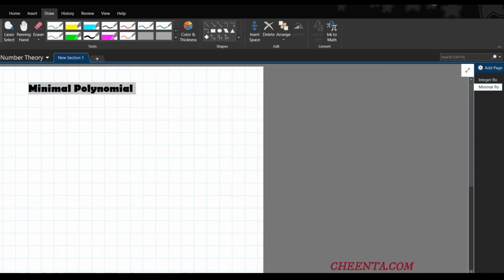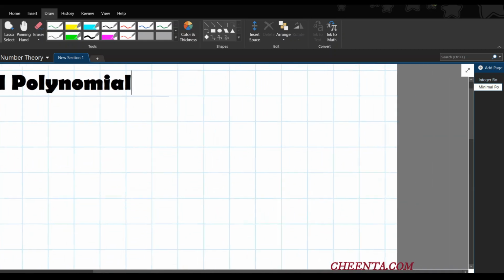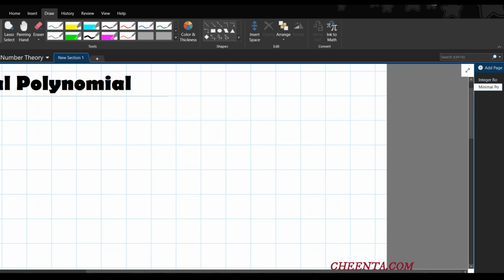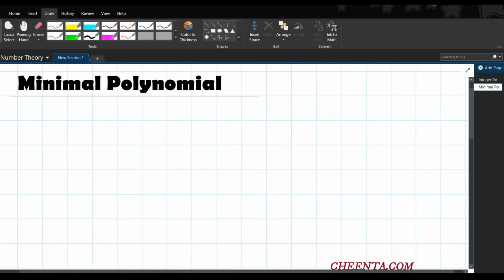Now let me give you an idea of something called the minimal polynomial, because you guys will need this idea to write the Python code.